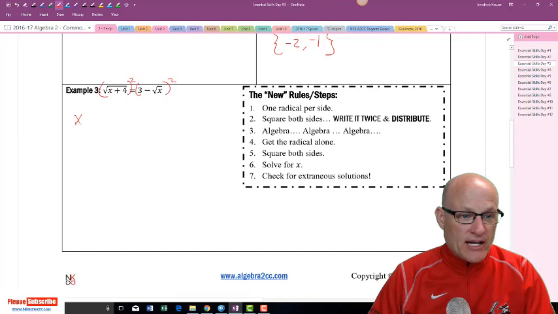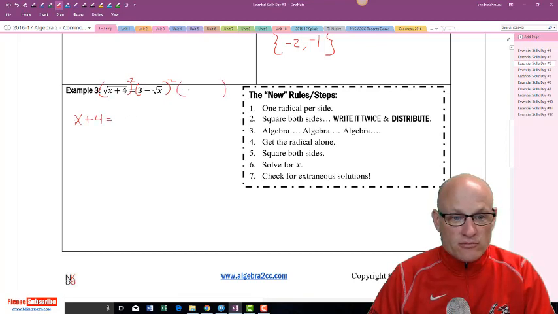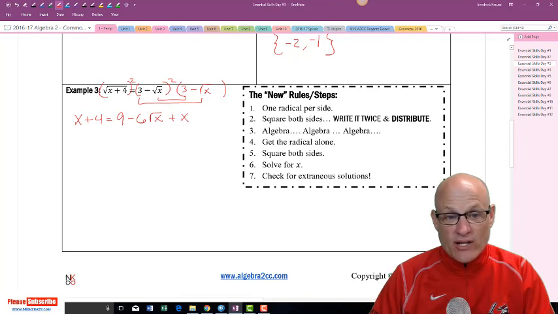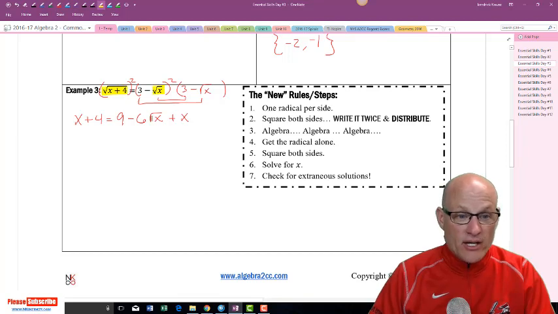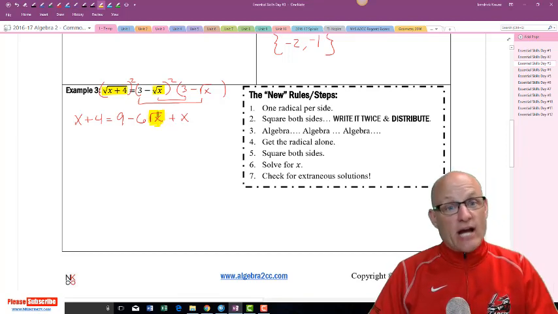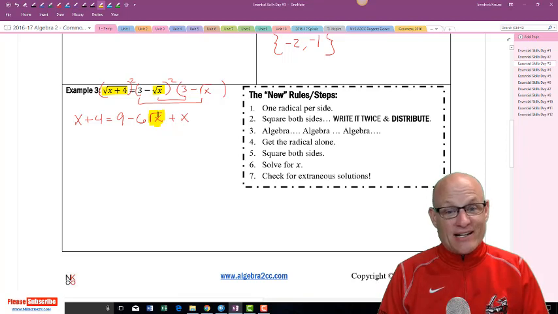So on the left side, I get x plus 4 equals, now remember, this is times itself. So I get 9 minus 3, and minus 3 square roots of x is minus 6 square roots of x. And then minus square root of x times minus square root of x is positive x, because the square root of x times the square root of x is just x. Now notice when I'm done with that first step, at first I had 2 weird things. Now I only have 1 weird thing.